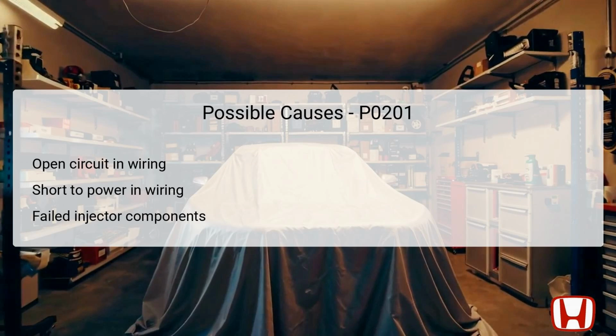Secondly, the presence of a short circuit to power in the wiring could cause excess voltage to reach the injector, leading to malfunction. This is often due to insulation failure or damage to the wiring harness. Lastly, failed injector components themselves can lead to malfunction, meaning that even with correct wiring and signals, if the injector is faulty, it will not operate correctly. Understanding these causes is critical as you start the troubleshooting process to pinpoint the exact issue affecting the vehicle.